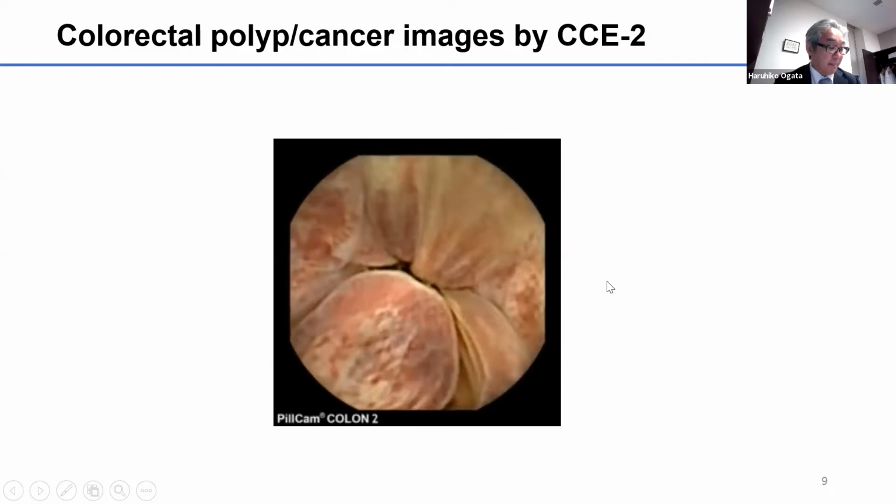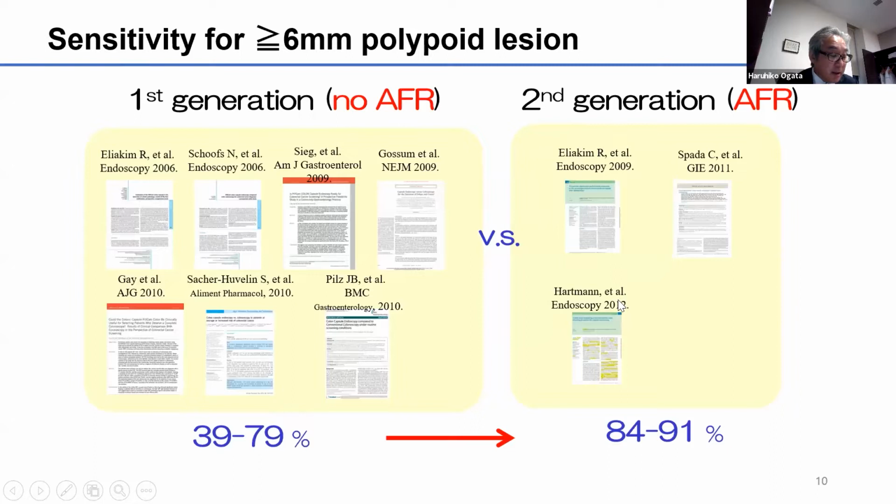More than 10 years ago, many articles mainly reported the sensitivity of colon capsule for detecting polyps of more than 6 millimeters. Those were 39 to 79% with the first generation of colon capsule, and increased to 84 to 91% with the second generation of capsule equipped with the adaptive frame rate.